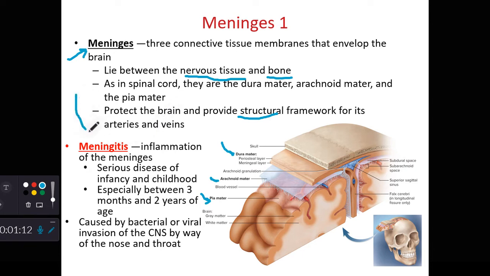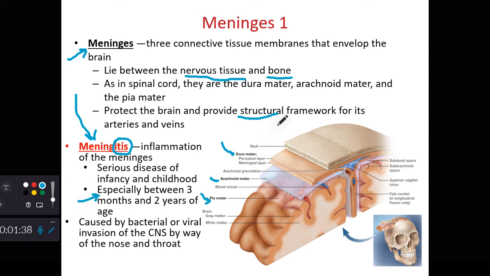And if we have an inflammation of the meninges, that is known as meningitis. Itis is a suffix we haven't talked about a lot in this class. The suffix itis means inflammation. So meningitis is inflammation of the meninges. It's a pretty serious disease in infancy and childhood. Individuals between the ages of 3 months and 2 years are at elevated risk of developing meningitis.